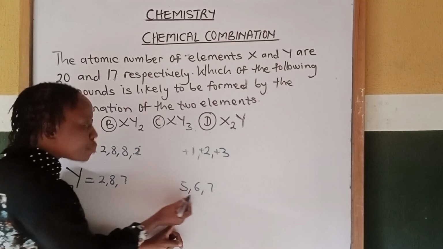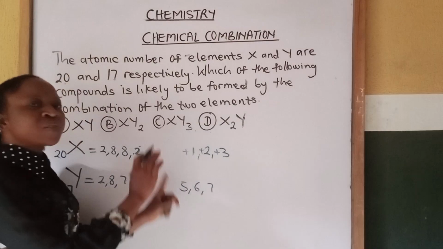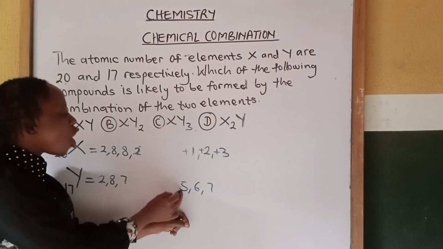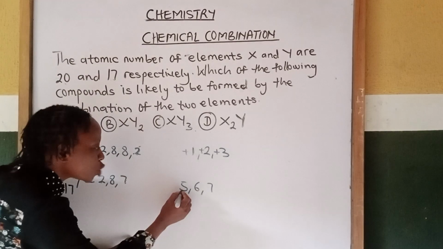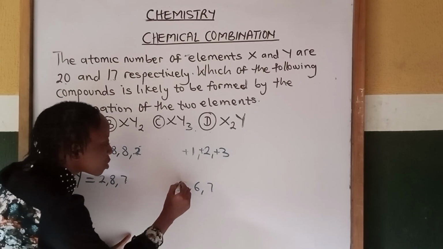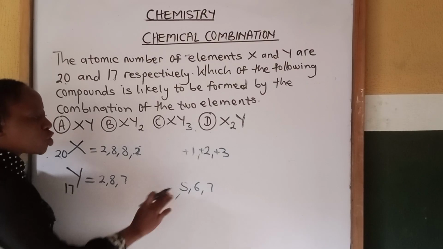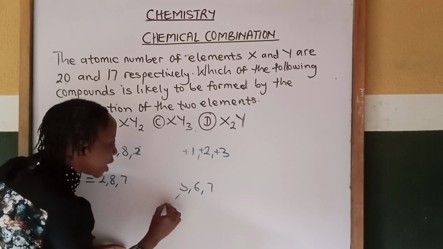So they are unstable. Why? Because they did not complete their outermost shell. They are supposed to complete the octet structure, which is 8 electrons. Now for elements with 5 valence electrons, we need 3 more electrons to complete the 8. Therefore the charge on it will be minus 3.